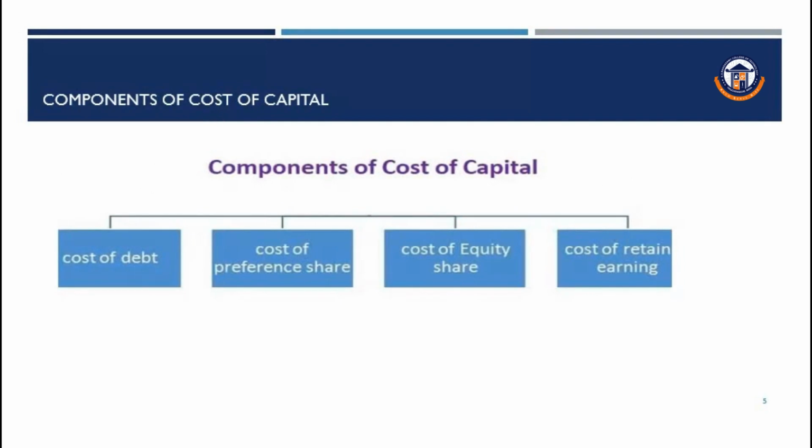In components of cost of capital, we have four types. First one is cost of debt, second one is cost of preference share, third one is cost of equity share, fourth one is cost of retained earnings. First one is cost of debt.